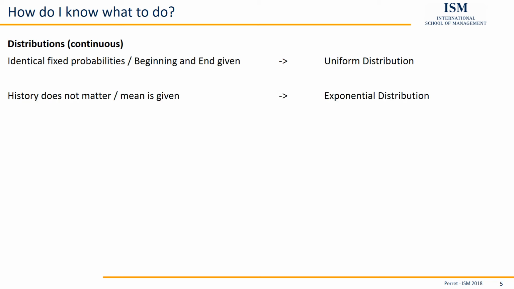Then, if it says something about, yeah, what happened in the past does not matter. So, for example, you have the question, your computer on average breaks down every 2 hours. What's the probability that it will break down in the next 5 hours? And it says, doesn't matter how long the computer already has been running. That's an indicator for the exponential distribution.